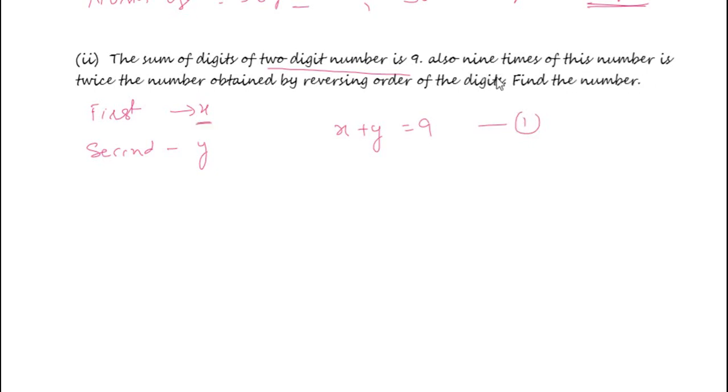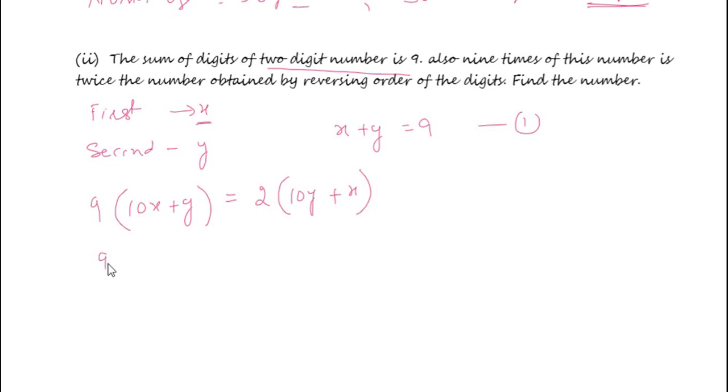9 times this number is twice the number obtained by reversing the order of the digits. So what is this number? The number's first digit is x and second digit is y. Multiplying by the place values, this becomes 10x plus y. 9 times that is equal to 2 times the number obtained by reversing the order. Now y is in the first place, x is in the second place, so the number is 10y plus x. Simplify, you will get the second equation.